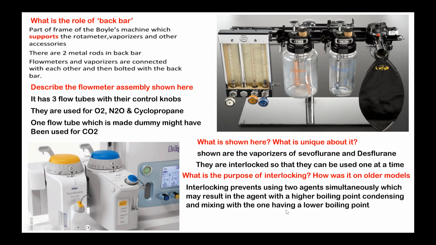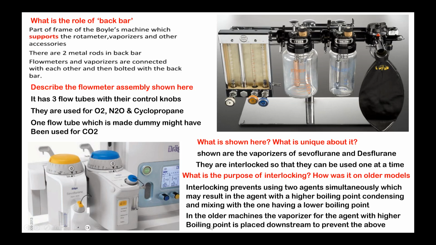Okay. So how should they be arranged? In older machines, the vaporizer for the agent with a higher boiling point is placed downstream to prevent the condensation of the one with a lower boiling point. Okay. Downstream means at the extreme position.